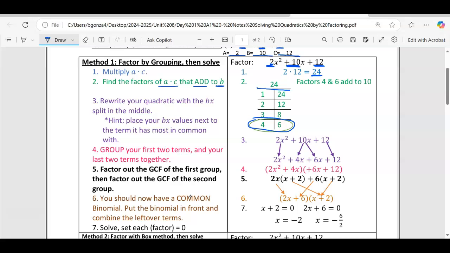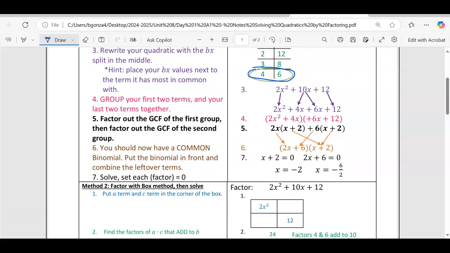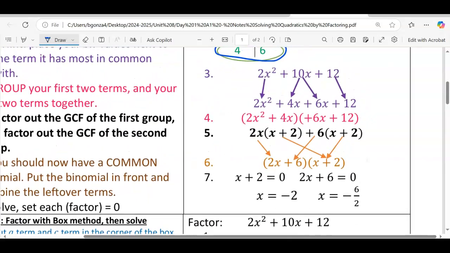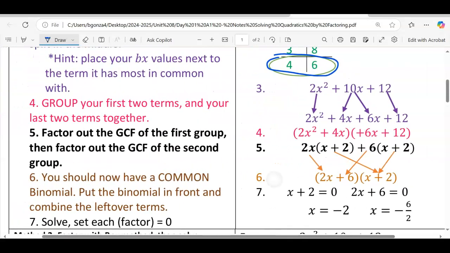So I find AC, figure out what the factors of it are, and then which ones add up to make the middle number b. Now, once you've done that, here's where it gets kind of spicy, okay? You're going to take that 4 and that 6, and you're going to take your original trinomial and split that middle term into 4 plus 6, right? Because isn't 10 the same thing as 4 plus 6? Of course it is. But here's why we do it.